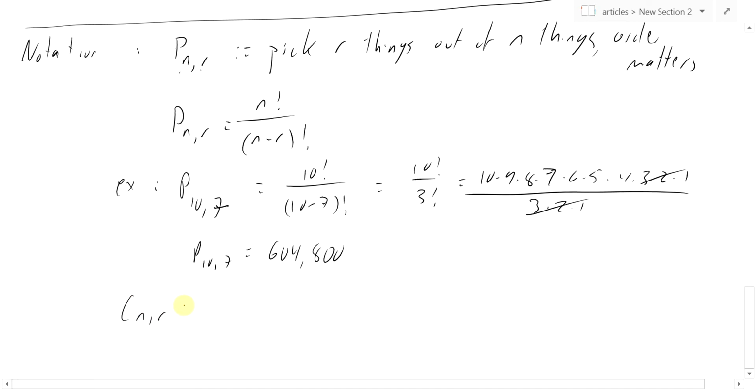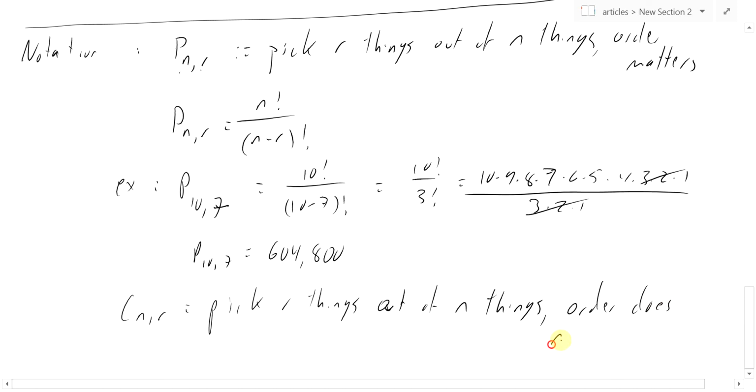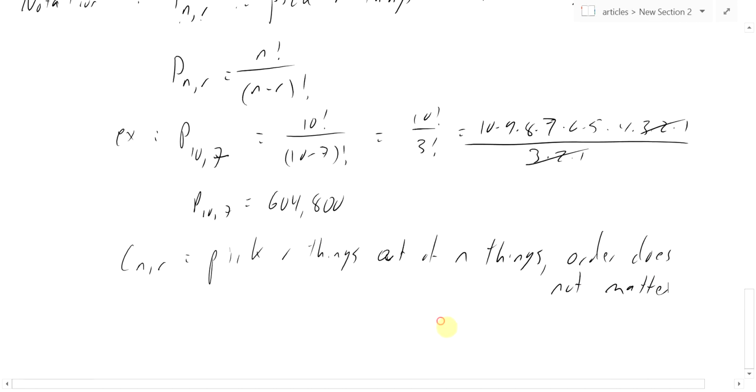C(n,r): pick r things out of n things where order does not matter. It's a combination. Right? And so this is people who just grab their M&Ms and eat them. So C(n,r), the formula is n factorial over r factorial times (n minus r) factorial.